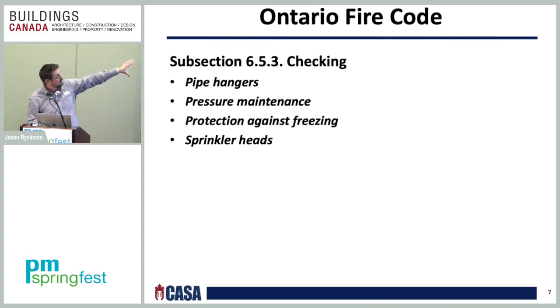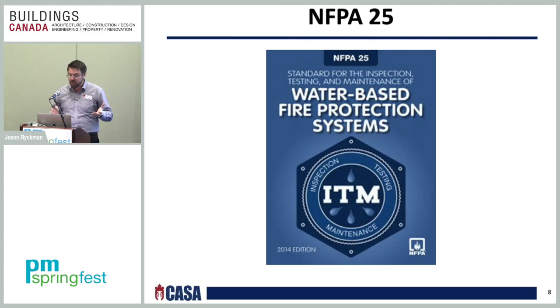Also with the Ontario Fire Code, subsection 6.5.3 stipulates checking, which is a requirement that you have to check your pipe hangers, pressure maintenance devices, which is on your dry systems, your protection against freezing, and sprinkler heads. All these are in the fire code that you have to follow, and if you choose to do so, use the NFPA 25 document, which is what I'm really going to be discussing, the option of using NFPA 25.